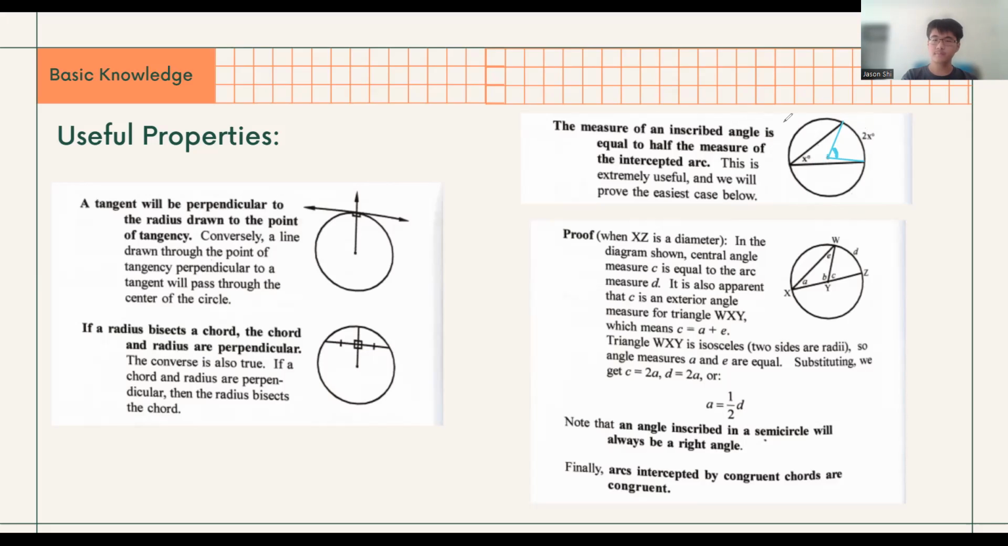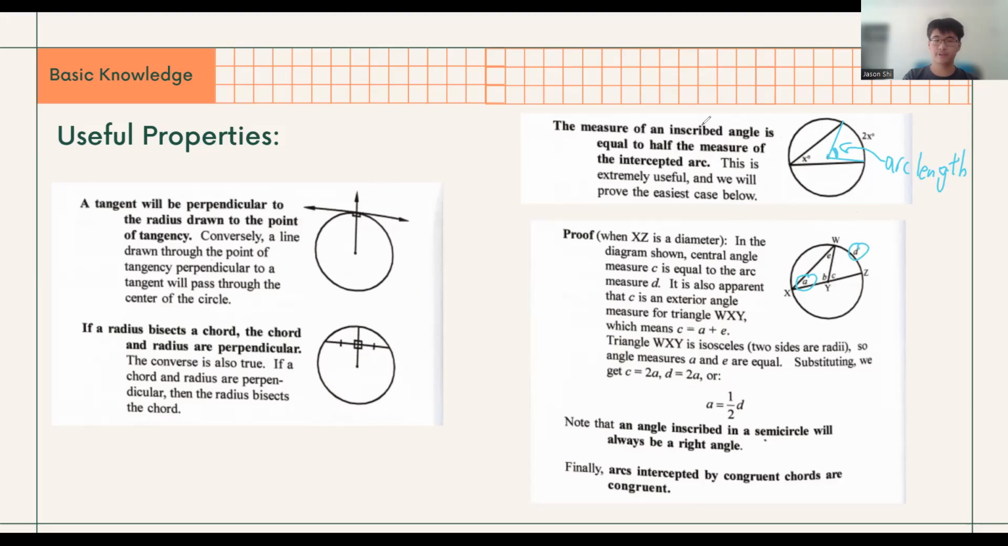I guess I can label it. Okay, so we can prove one of the easier cases, and it's pretty easy. What we have here is a diameter of a circle, and then we can draw these points, right? And basically what we're trying to prove is that A is half of D.